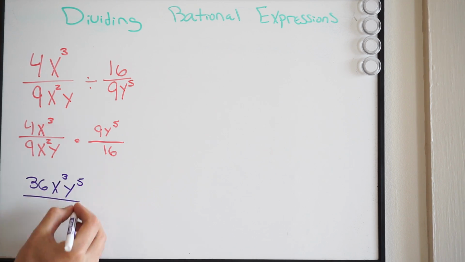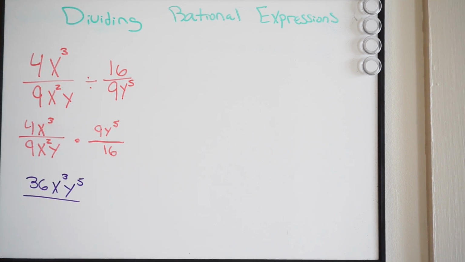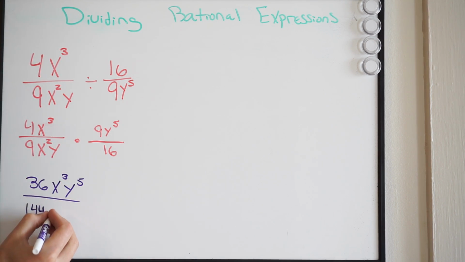Okay, now let's work the denominator. So here we go. We have to do 16 times 9. Let's figure out what that's going to be. If we do 16 times 9, we get 144. Alright, so we get 144. So again, working the coefficients first. Now let's work our variables. Well, our variables are just going to stay the same here.